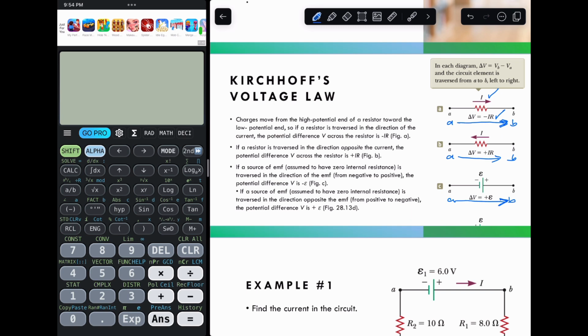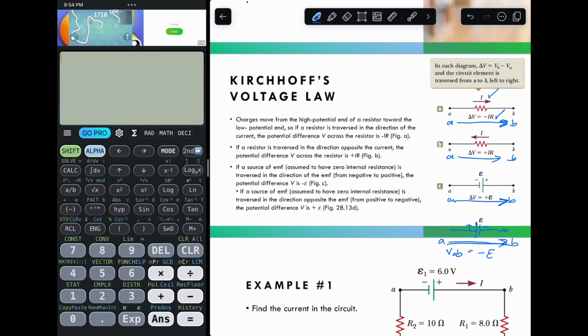But if we have, let's say, a positive and then a negative, so if we find the voltage drop AB, or the voltage across the battery, since it is going from A to B and then it goes out from negative, that makes it a negative EMF. Okay, so that's how we use Kirchhoff's voltage law.